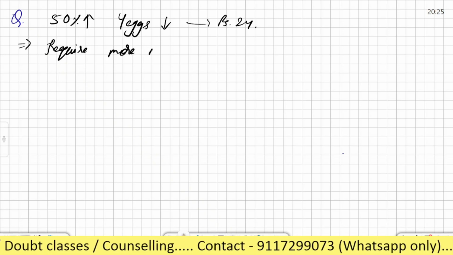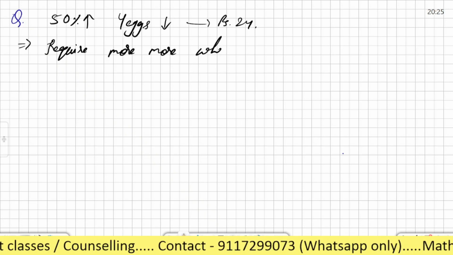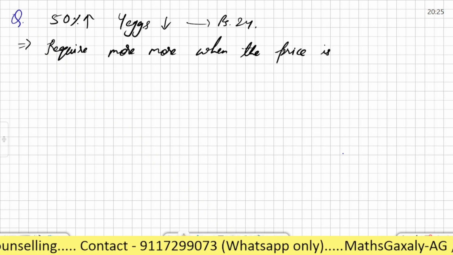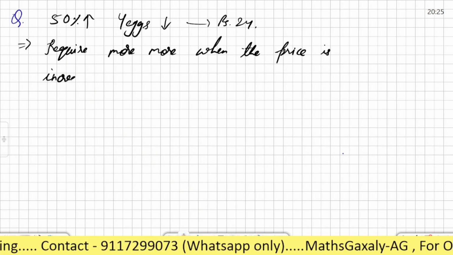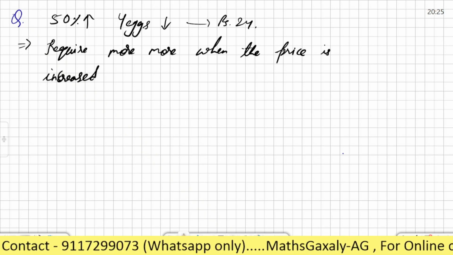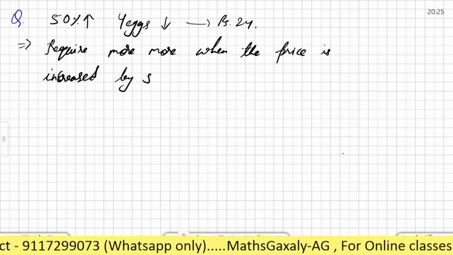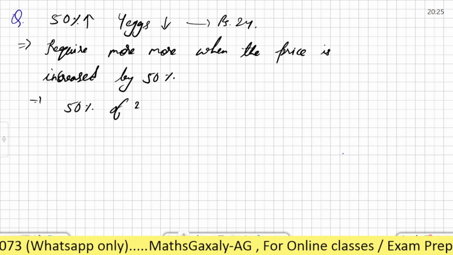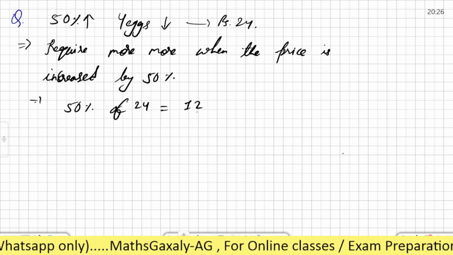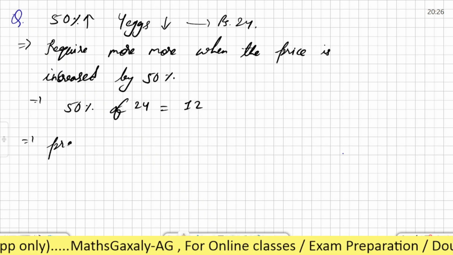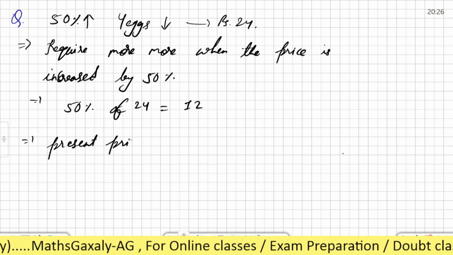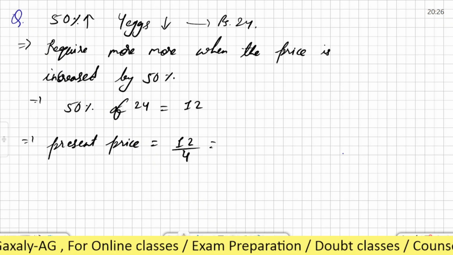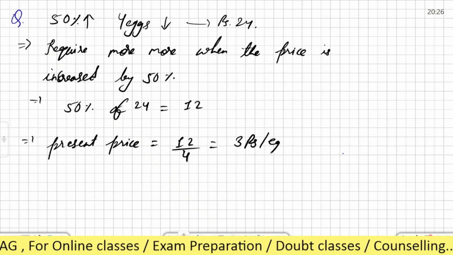Require more money when the price is increased by 50%. Okay, so here it will be 50% of 24, it is 12, right? So here present price will be 12 by 4, 4 eggs are less, right? It means 3 rupees per egg.